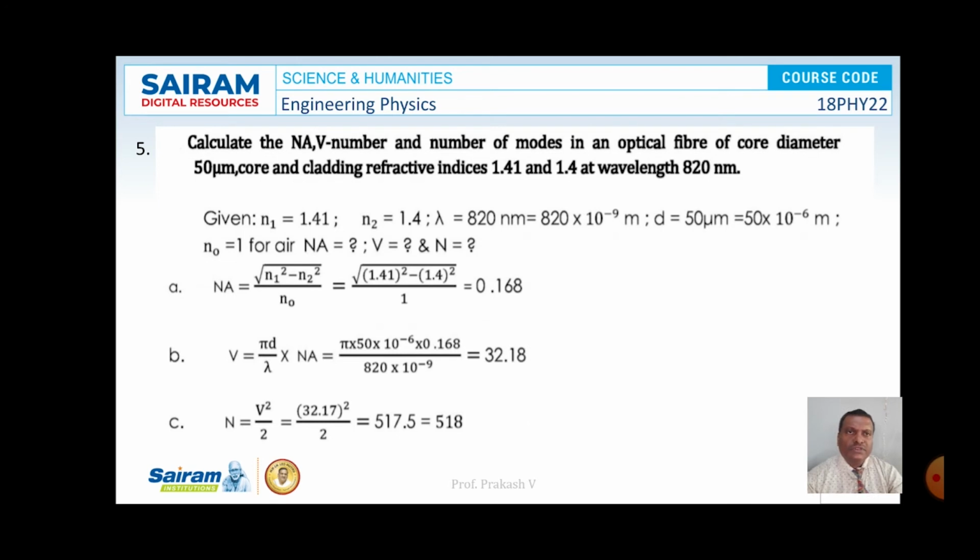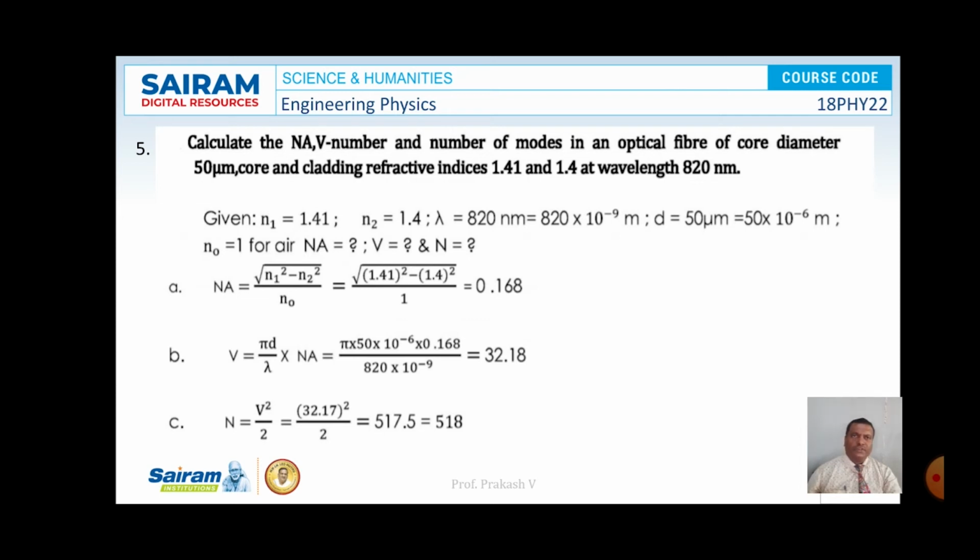Calculate the numerical aperture, V number and number of modes in an optical fiber of core diameter 50 micrometer. Core and cladding refractive indices are given as 1.41 and 1.4 at wavelength 820 nanometer. So n1 is 1.41, n2 is 1.4, lambda is 820 nanometer, and the diameter of the core is 50 micrometer, and n0 is 1 for air, that is the surrounding media. And then what is the numerical aperture, number of modes and V number.